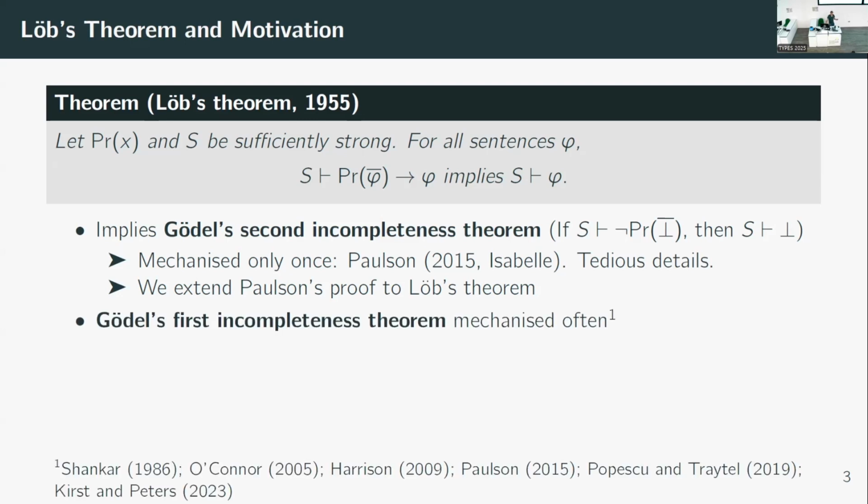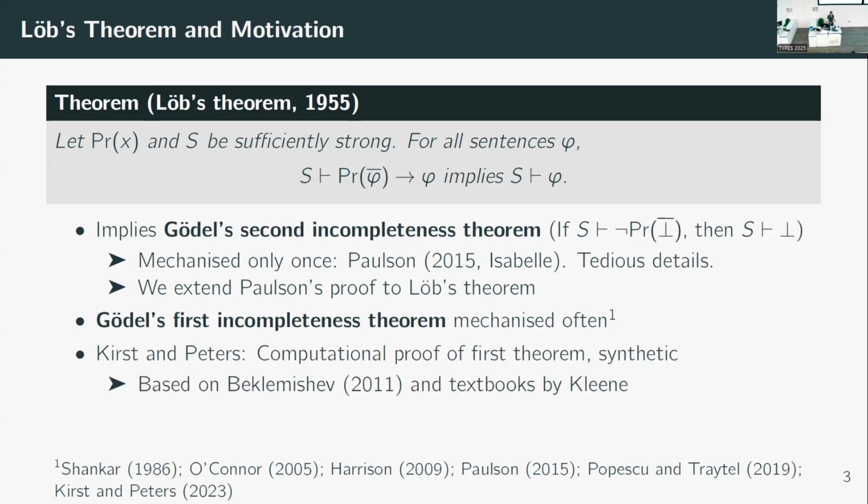On the other hand, the first incompleteness theorem, which is a bit related but still quite different in how to prove it, has been mechanized a couple of times. And one mechanization which is particularly interesting is due to Kirst and Peters, which was also presented at TYPES 2025 and CSL 23. It's a constructive proof of the first theorem that uses synthetic computability theory and an axiom called Church's thesis, to which I'll come back later. And it's based on work by Kleene and textbook proofs by Smullyan. They leave the second theorem as future work, and that's where my work began.